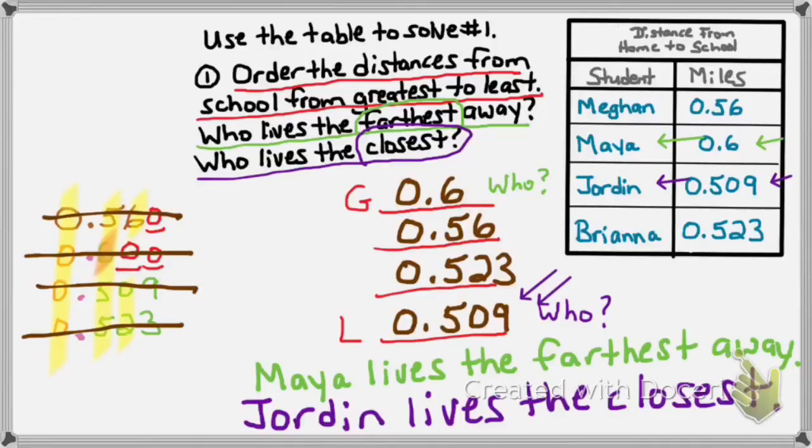So I have now answered all parts of this question. I've ordered the distances from school from greatest to least. I've told who lives the farthest away, which is Maya, and I've told who lives the closest, which is Jordan. Please stop the video and complete worksheet number 1 right now.